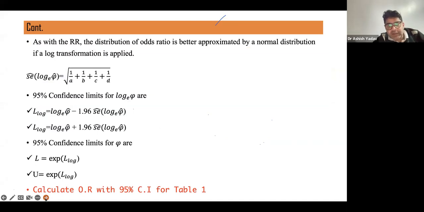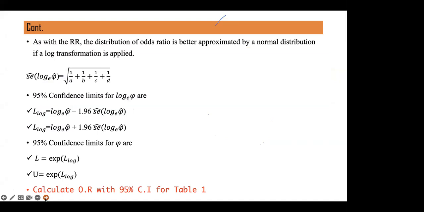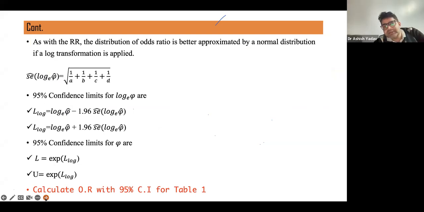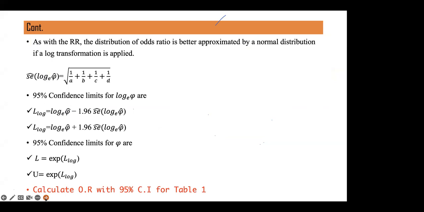Sir, which is better, OR or RR? Ma'am, I'm coming to that. It depends on a lot of things. Yes, sir, we will compare it. Okay, yes, we will.